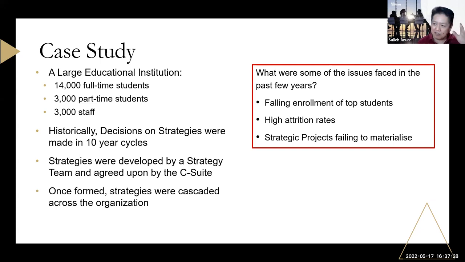Groupthink, one foot, one thread. Yes, groupthink. And this is where they start to see over time they used to be the Institute of Higher Learning of first choice among their peers. But they are starting to see a falling enrollment of top students. Top students were no longer choosing them as the institution to go to. They were also starting to see very high attrition rates of their staff, and the projects that they wanted were starting to fail.